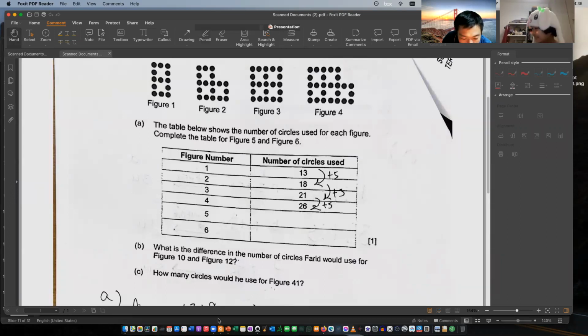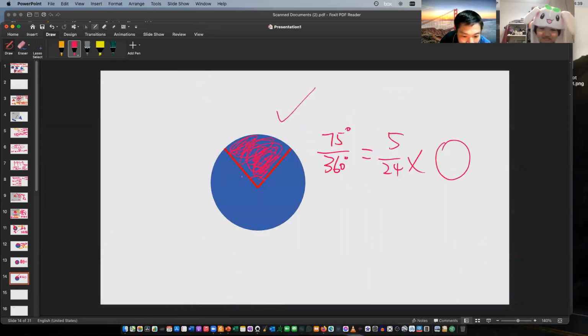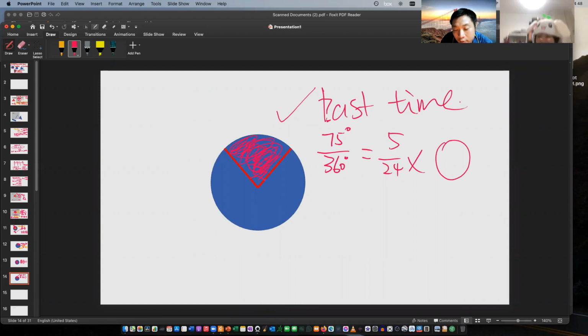But this one I'm a bit disappointed. The sector one. We talked about this concept last time actually, but you didn't get it right. So I'm a bit disappointed.